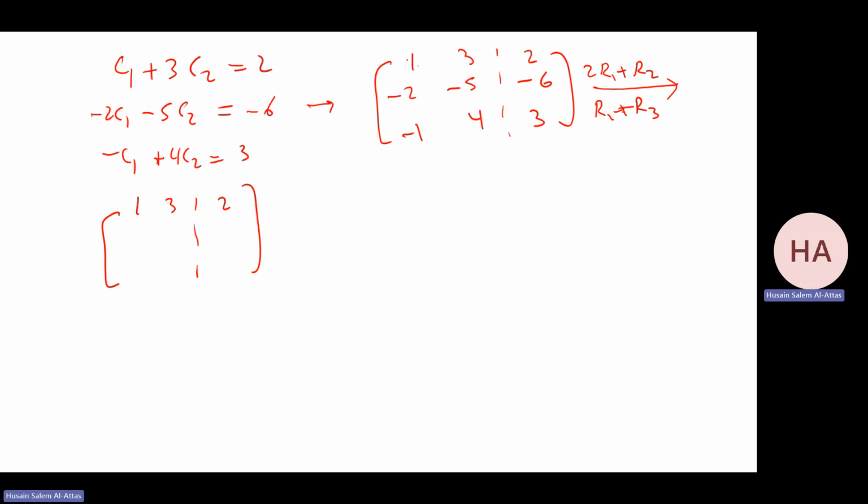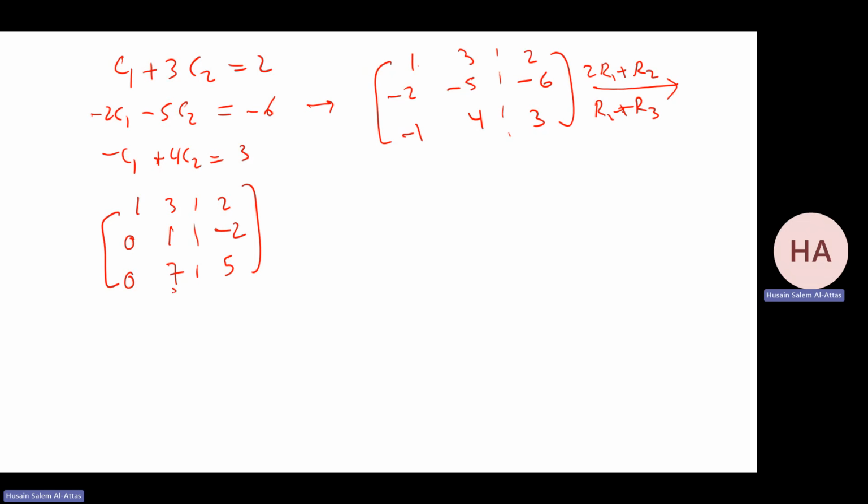Okay. Now by 2, this will be 0. 2 times 6, 2 times 3 is 6 minus 5, that will be 1. 2 times 2, 4 minus 6, that will be minus 2. Okay. Now multiply by 1. By 1 and add it will be 0. By 1 and add it, that will be 7. By 1 and add it, that will be 5.